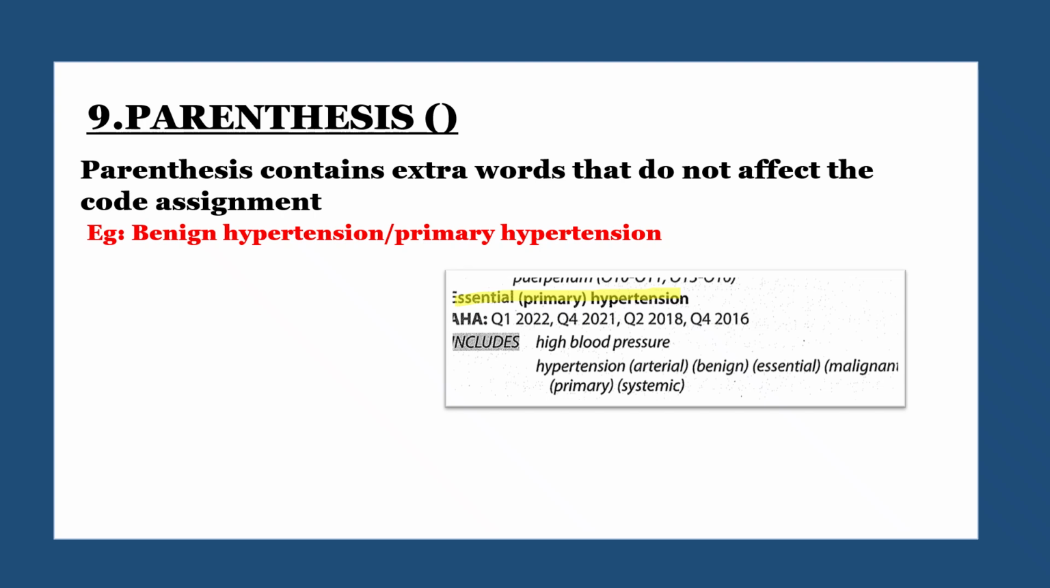You can see here benign hypertension, arterial hypertension, essential, malignant hypertension, or primary hypertension or systemic hypertension. If the document states like that, you have to code the code beside the essential hypertension. So these parentheses will not affect the code or the assignment of the documentation.